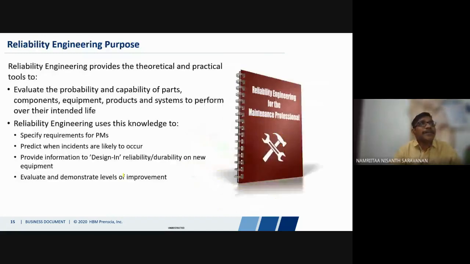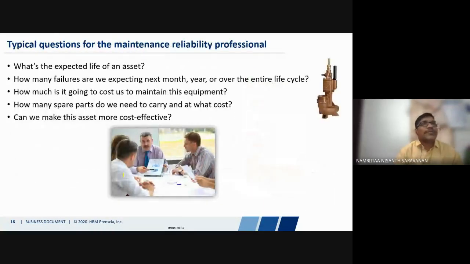Right. So the purpose of reliability engineering is to calculate this information. This is the majority of the questions from the industry point of view. So what is the expected life of an asset? The asset here is the pump. The pump is the asset for me. In this situation, the pump is the asset.